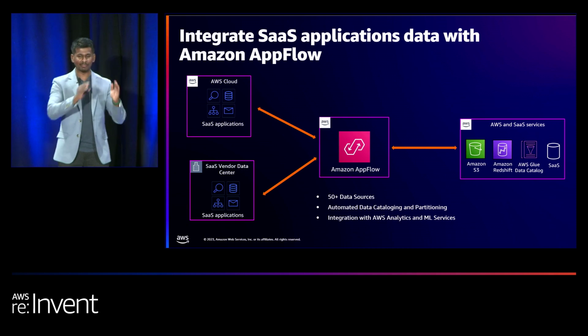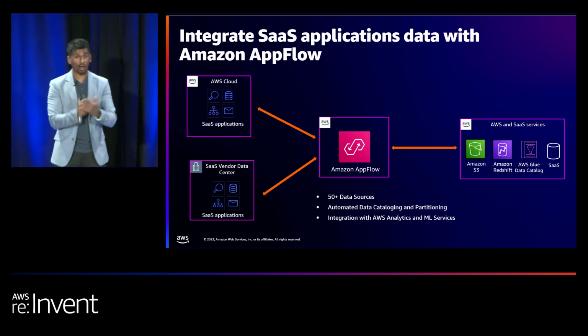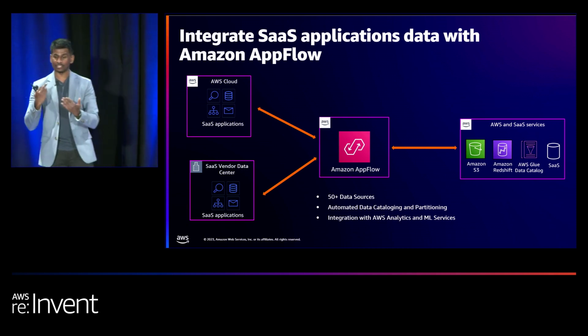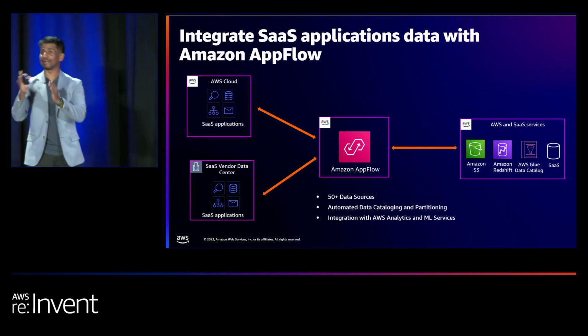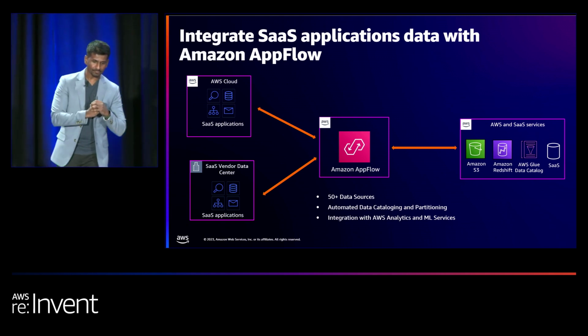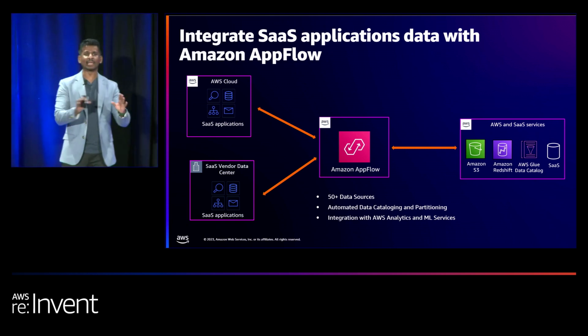Amazon AppFlow simplifies this whole experience. It automates data cataloging. It also prepares data. And it helps in partitioning as well. This is really a basic architecture to help you understand how you can get started.